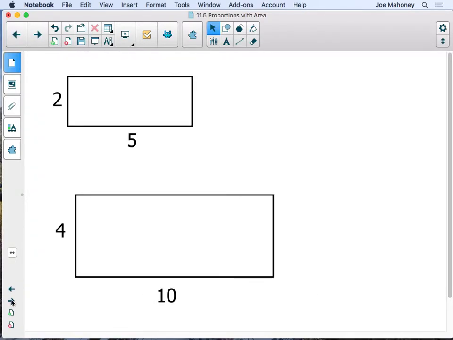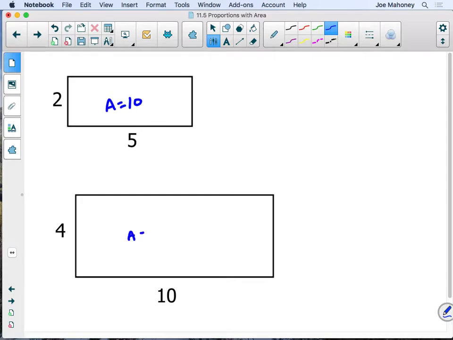So I've got some rectangles here, and I want to do some areas and compare some areas. So first of all, this one, 2 times 5, the area is 10. 4 times 10, the area is 40. What's interesting here is that the sides have a 2-to-1 ratio. But the area is a 4-to-1 ratio, because 40 is 4 times as big as 10. So even though the sides have a dilation of 2, the areas have a dilation of 4.